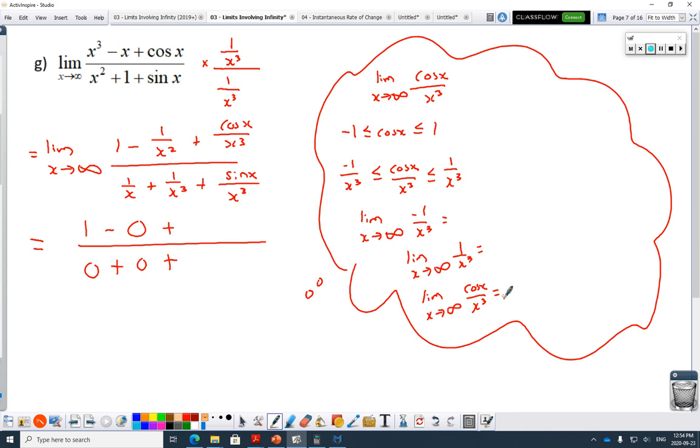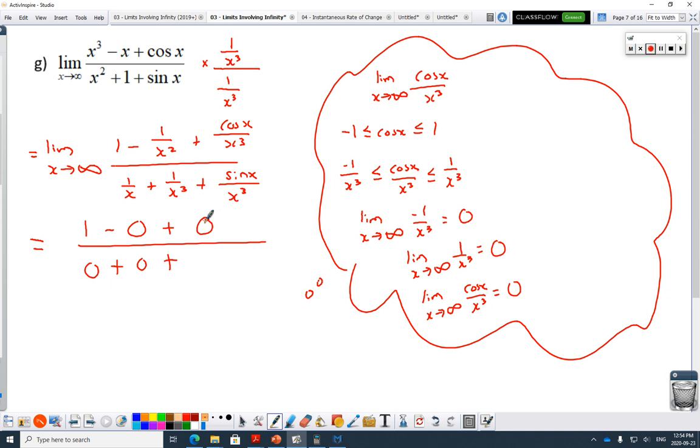One at a time. What's the limit as x approaches infinity of negative 1 over x cubed? 0. That's one of the big takeaways of this lesson. This one, 0. And this one, cos x over x cubed, is trapped between the two. So it's got to be between those two answers, between 0 and 0. It's also 0. So cos x doesn't normally have a limit at infinity unless it's being trapped between two other functions, which this one is.